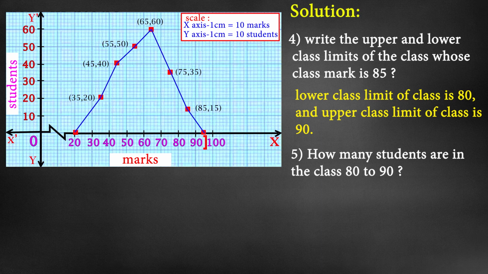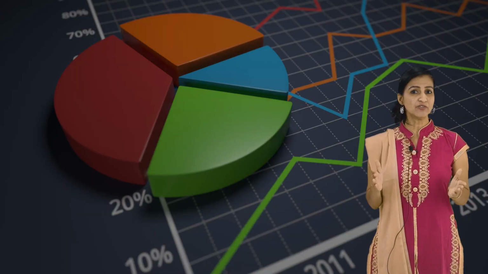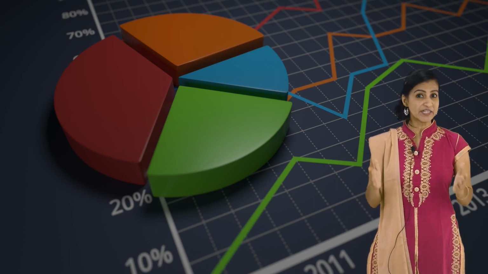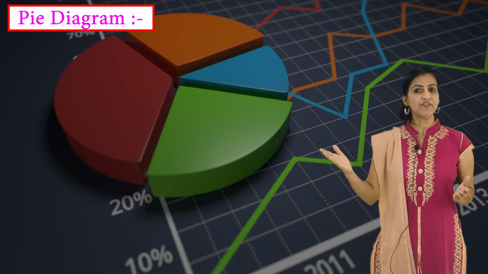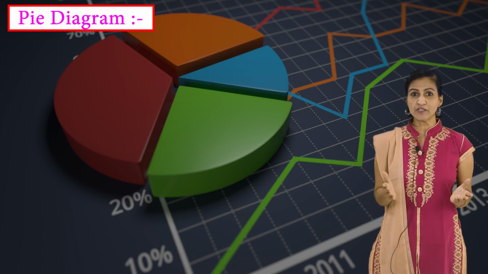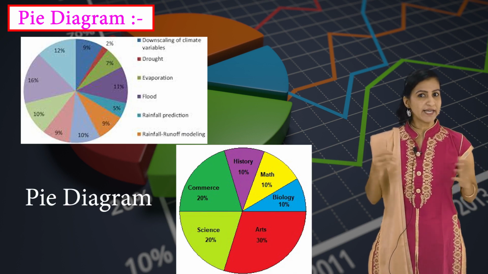Students, the class 80 to 90 has frequency 15. Hence, there are 15 students in the class 80 to 90. Now students, let us learn an interesting concept, pie diagram. Students, in the previous standard, we have seen the following figures in geography and science. Such graphs are called pie diagrams.